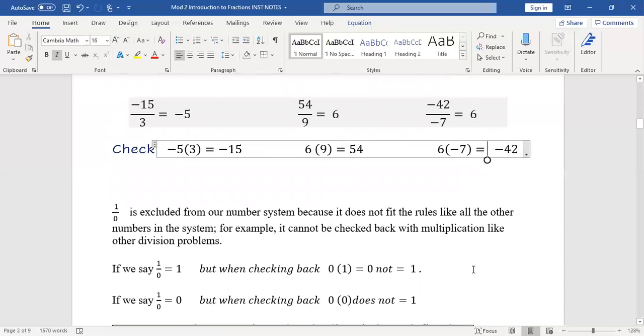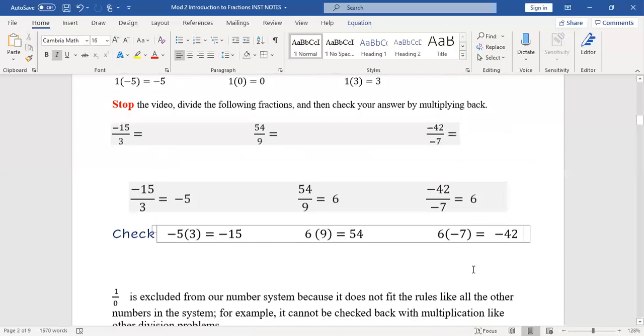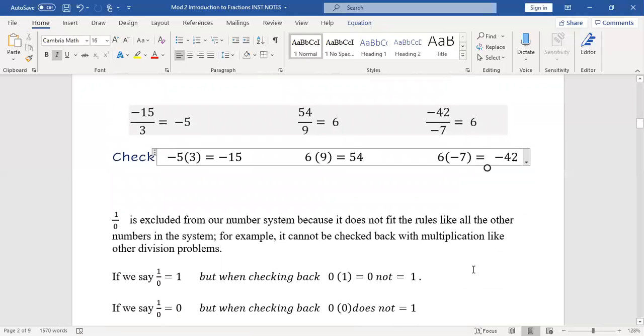Earlier I said that in the a over b form, the b can never be 0 because division by 0 is undefined. So we exclude the fraction 1 over 0, or any number over 0, from our number system because it does not fit the rules like all the other numbers in the system. For example, it cannot be checked back with multiplication like other division problems, like the ones we just did.